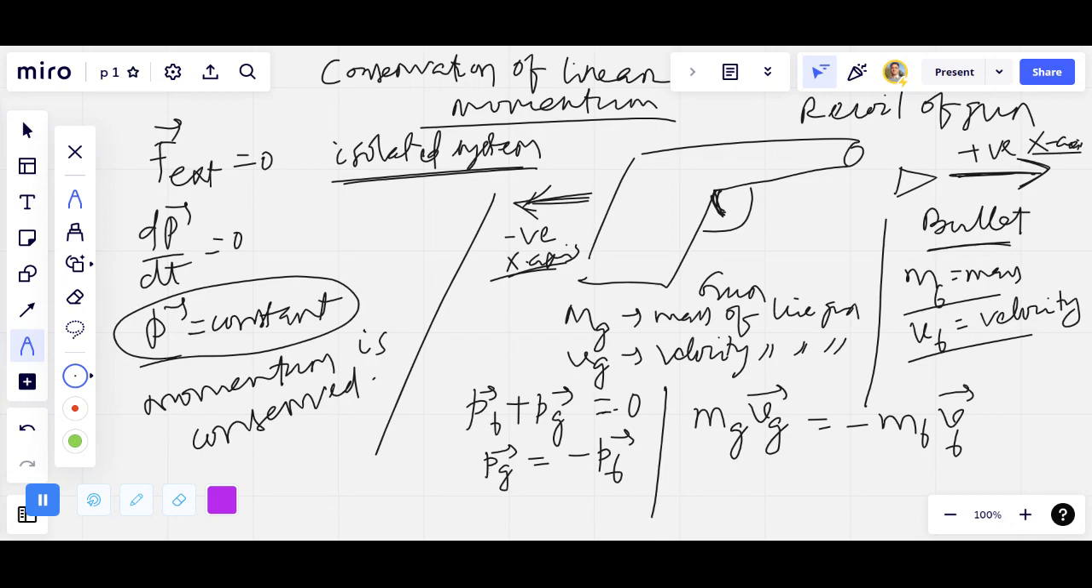And of course, the mass of the gun is very, very much higher than the mass of the bullet. So the velocity of the gun should be very, very much less than the velocity of the bullet. Else there is no point of firing a gun, right? So hope you have understood what is conservation of linear momentum in terms of recoil of gun.